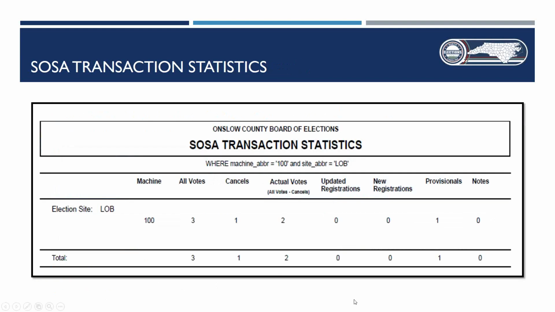All right, so this report gives you numbers of how many of each of those types of transactions you've had. You could print this out at the end of the day and use that to compare your numbers. It gives you a total of all the votes, and then it breaks it out by canceled records, actual votes, updated registrations, new registrations, and provisionals. And that goes by site. So that's one report you can use.